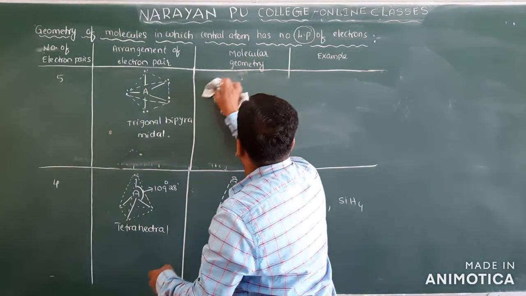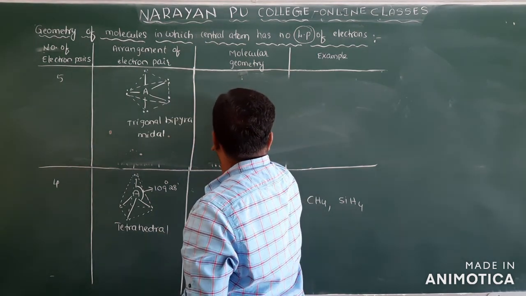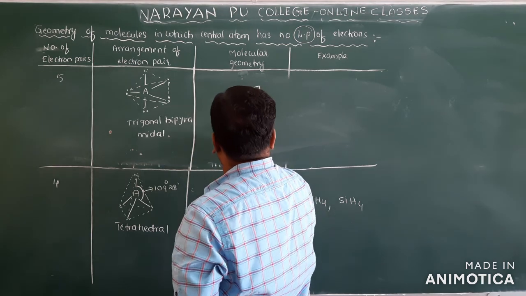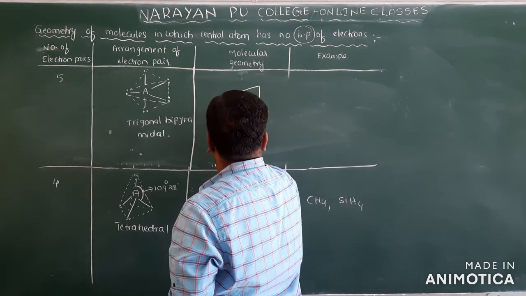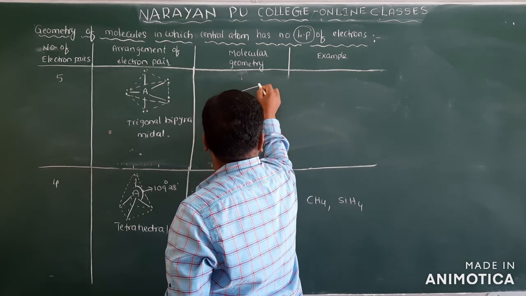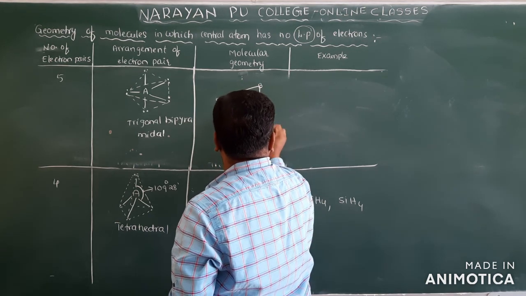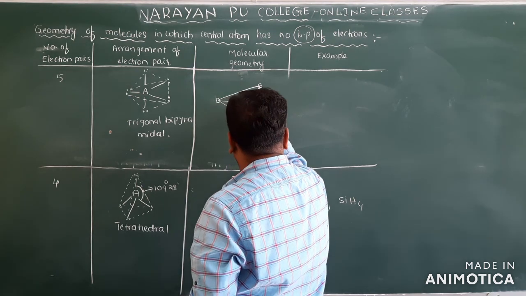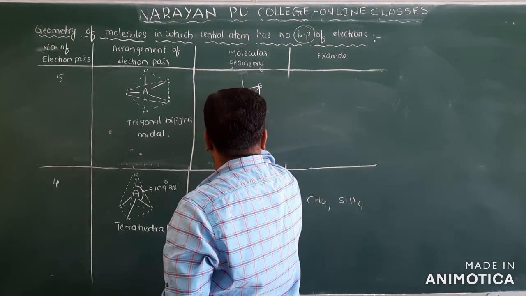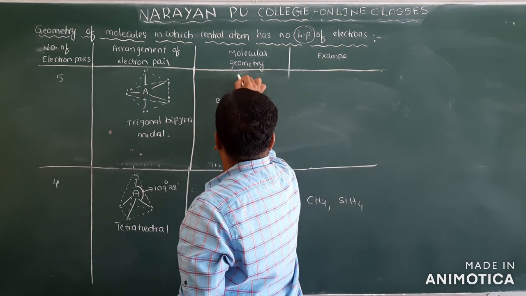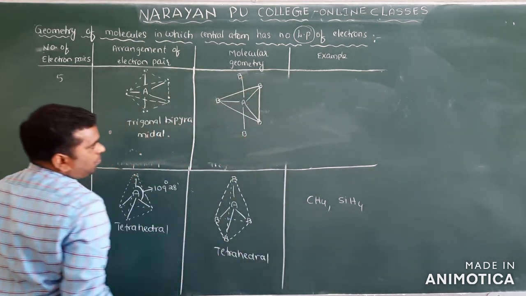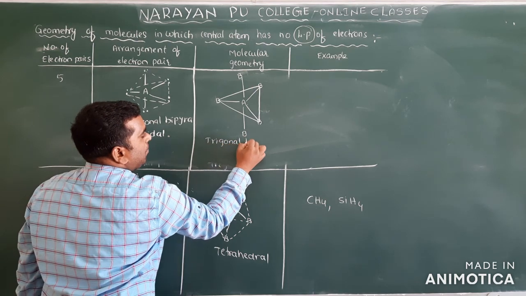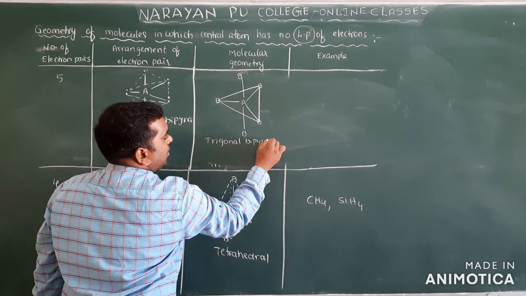Simply, first of all I will draw the triangle here. So this is A, and here B, and here B, and here B. This is one triangle. And this is another B, and here B. What is the shape of this molecule? Trigonal bipyramidal.